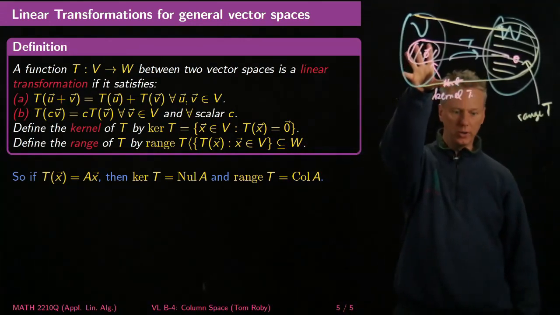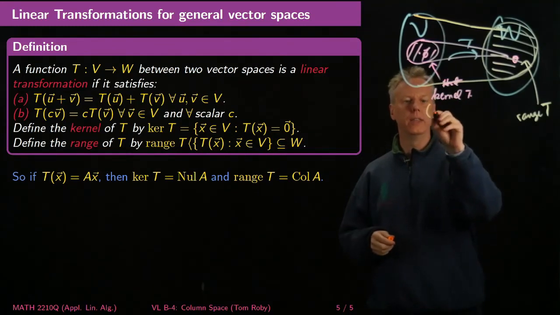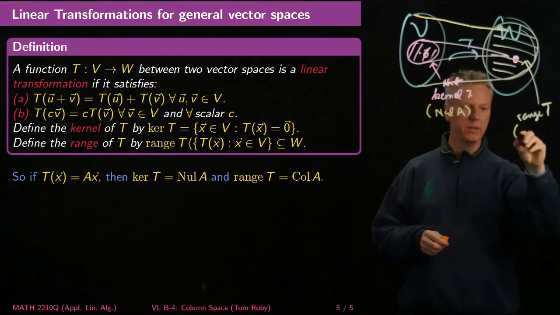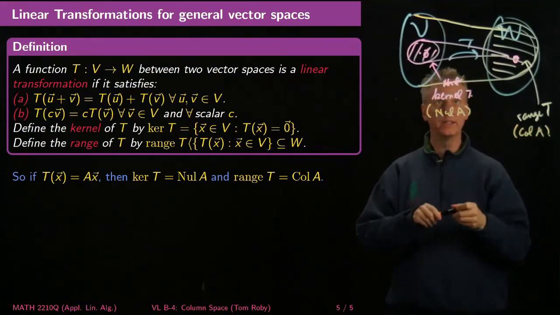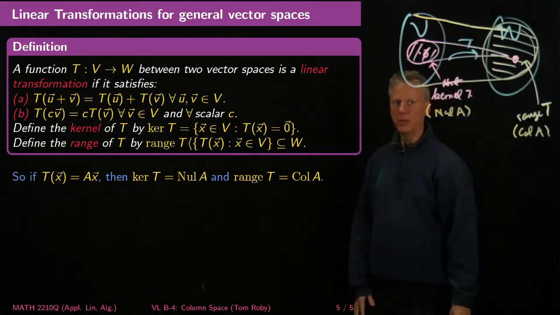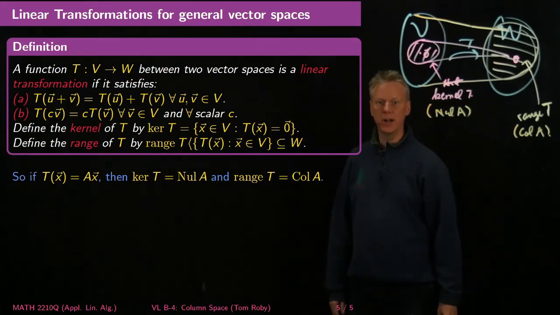So the point is that the kernel of T, if it's given by a matrix, will be the null space of A. And if it's given by a matrix, the range will be the column space of A. But it's not necessarily given by a matrix. Okay, so that's all I wanted to say, and this seemed to be the right place to squeeze it in at the end of this lecture where we're talking about null spaces and column spaces.